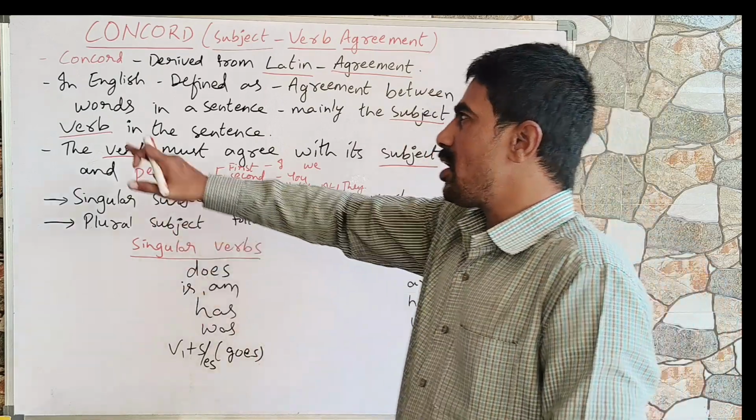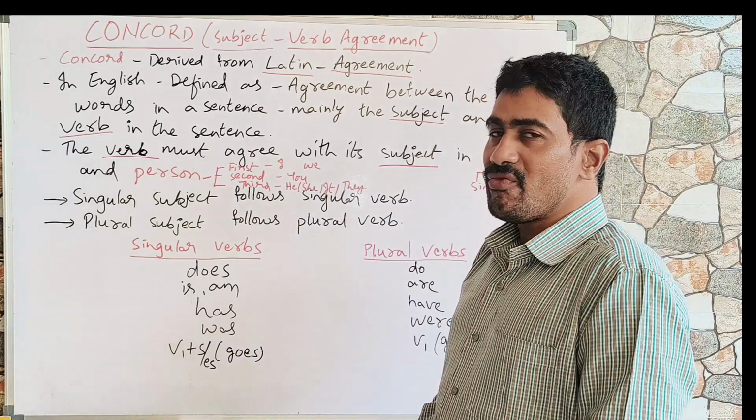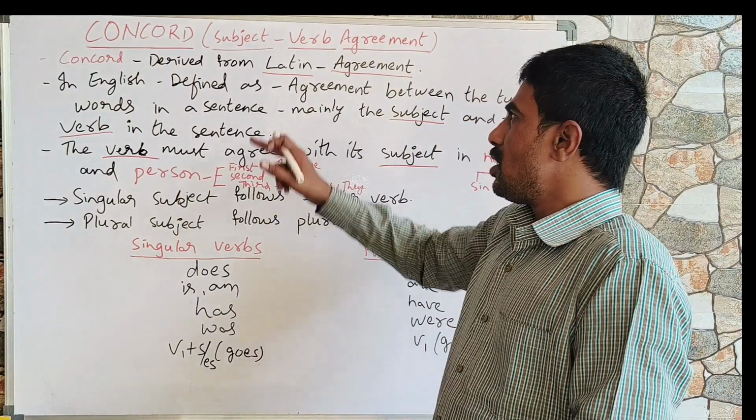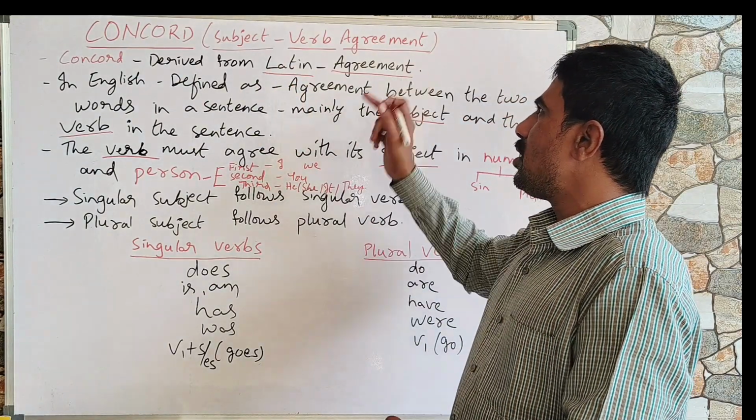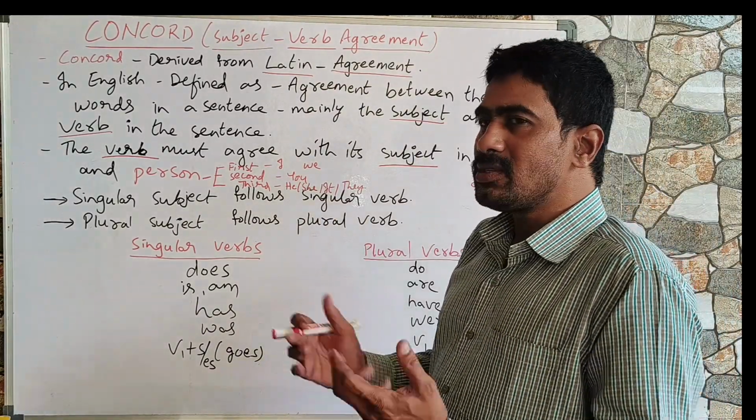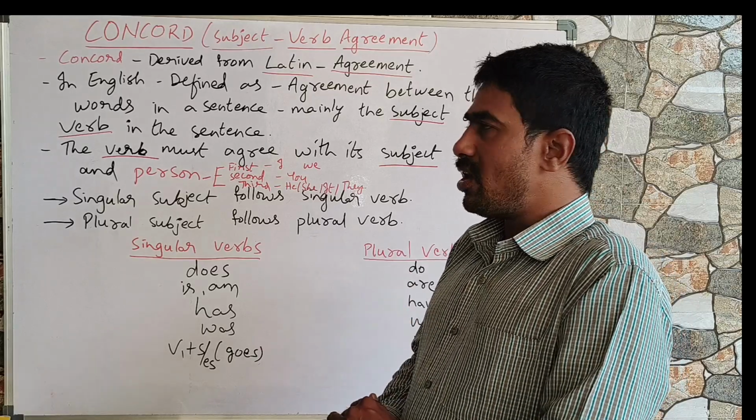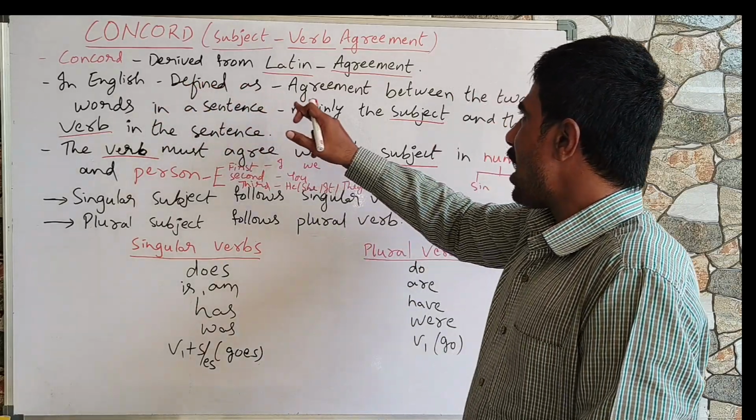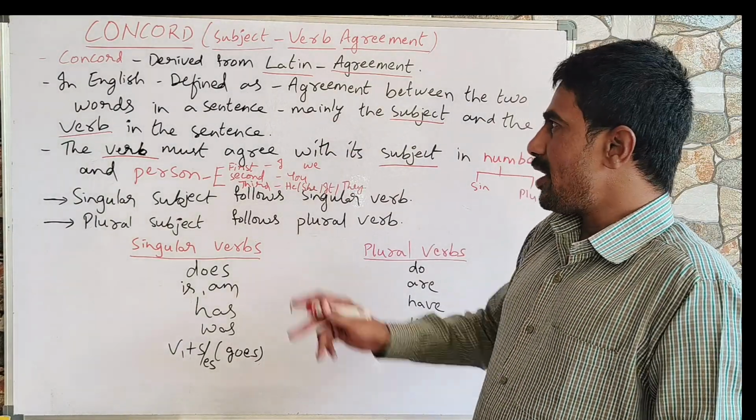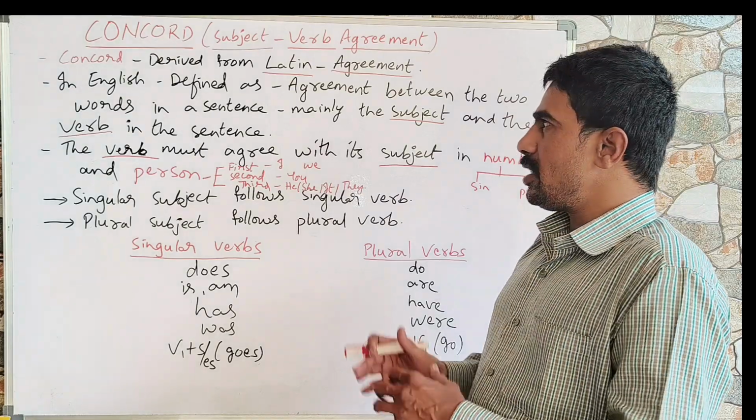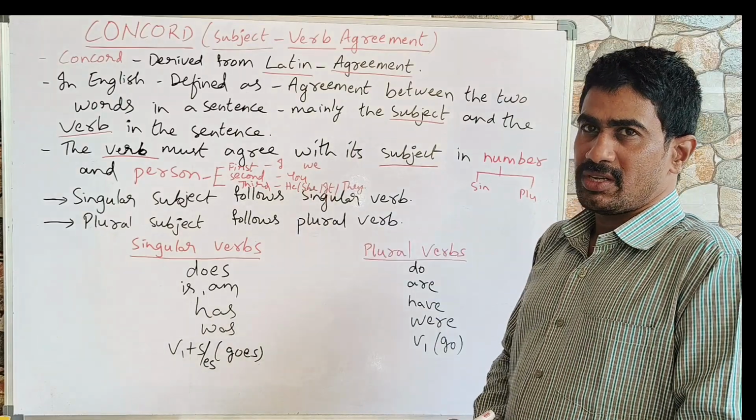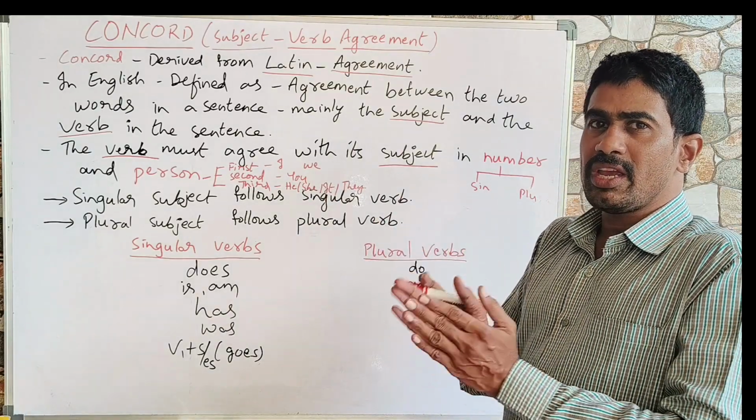So first, let us look at this particular term Concord, where it originated and what its meaning is. The word Concord derives from a Latin root word, and the meaning of Concord is agreement. Here, what is the agreement and how does it agree? Let us know now. In English, agreement between two words in a sentence is called Concord. Mainly, Concord is between the subject and the verb in the sentence. So the subject and the verb should agree with each other.